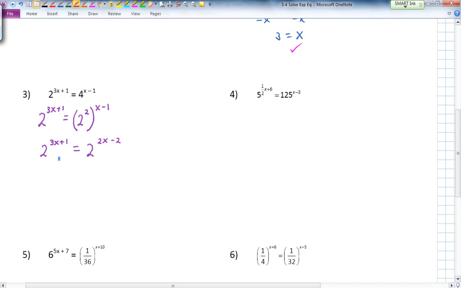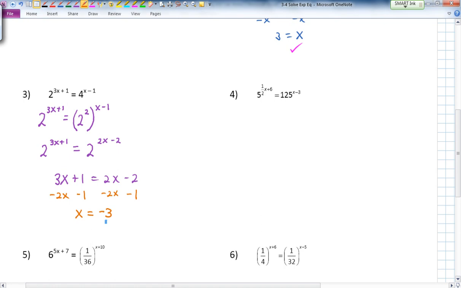And now that the bases are equal, we can set the exponents equal. 3x plus 1 equals 2x minus 2. And we can go ahead and solve this. I'm going to subtract 2x on both sides. And I'll go ahead and subtract 1 at the same time, bringing that over to the right side. So on the left we end up with x, on the right we end up with negative 3.